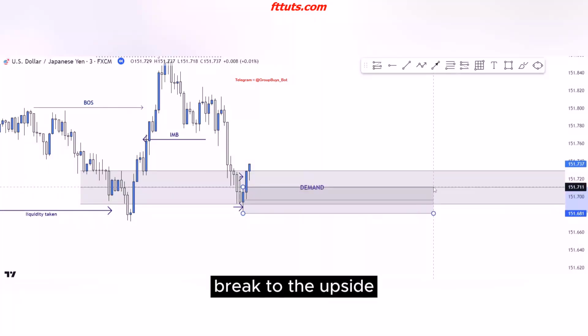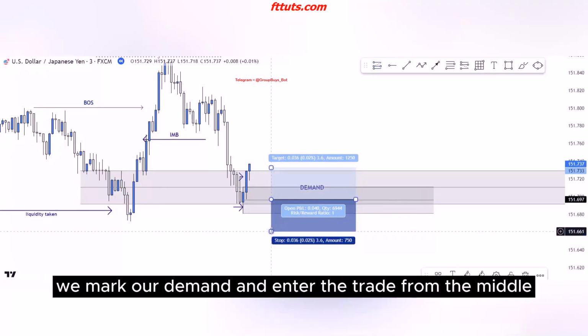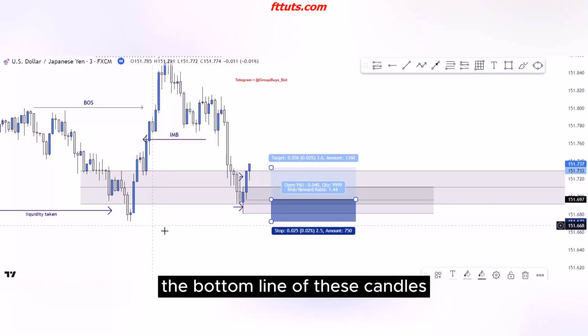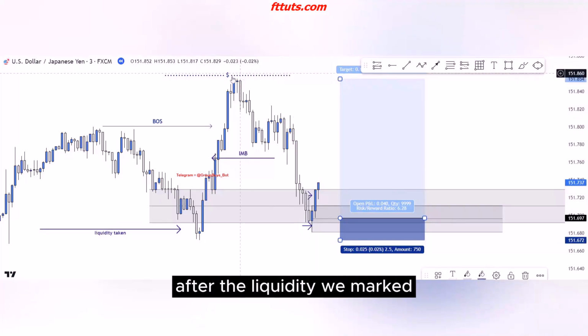Break to the upside, liquidity was taken here. We mark our demand and enter the trade from the middle. I will place my stop loss at the bottom line of these candles, and I will extend the take profit up to the liquidity we marked.